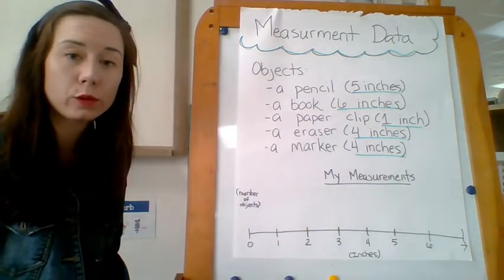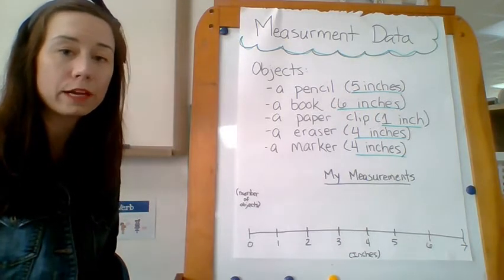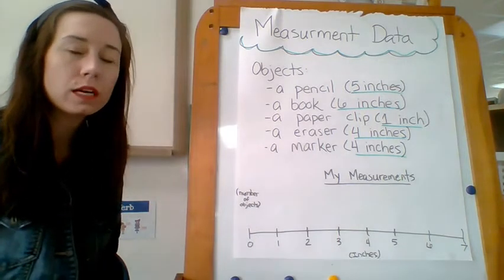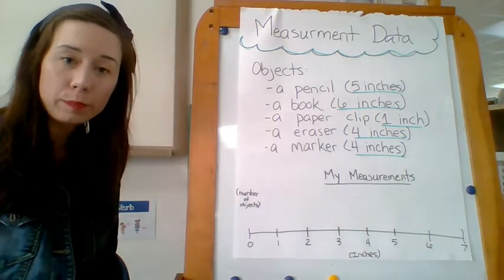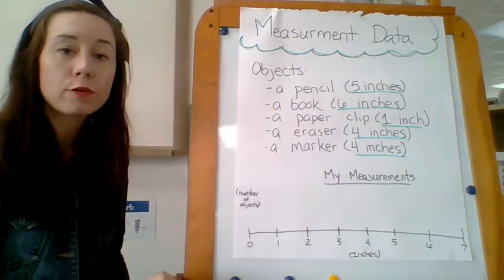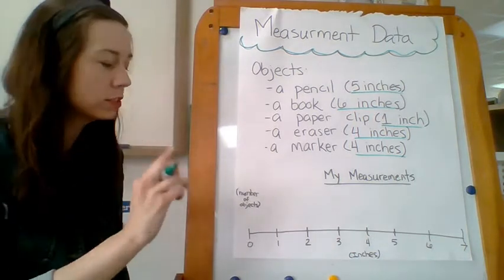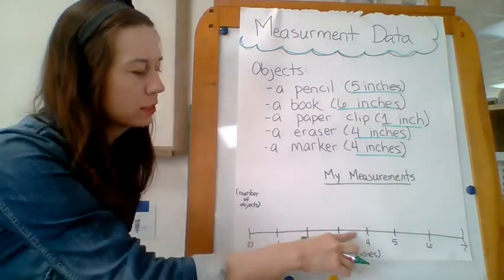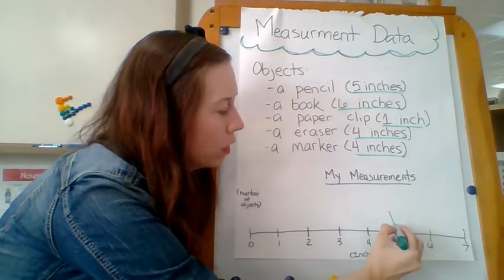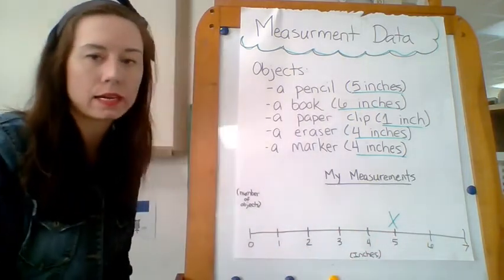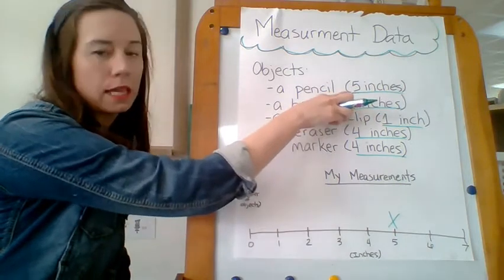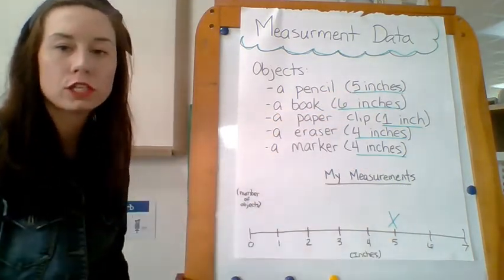All right, what I'm going to do is I'm going to start graphing my data with an X so that you can see what a line plot would look like, and it will help you for your activity today. All right, so first things first, I have a pencil, which is 5 inches long. So what I'm going to do here is go over to my 5 inches, and I'm going to make one big X so that we know that one of the objects that I measured is 5 inches long.